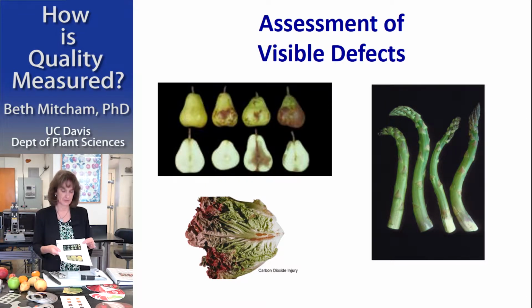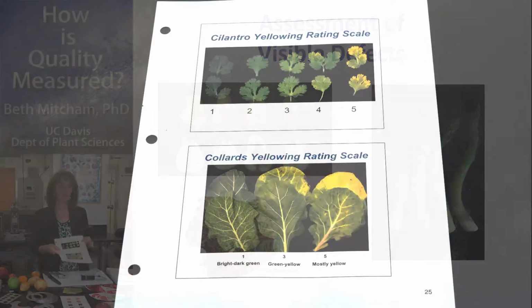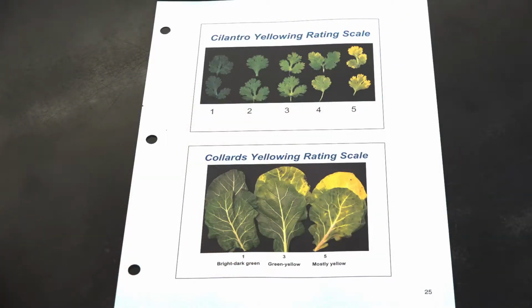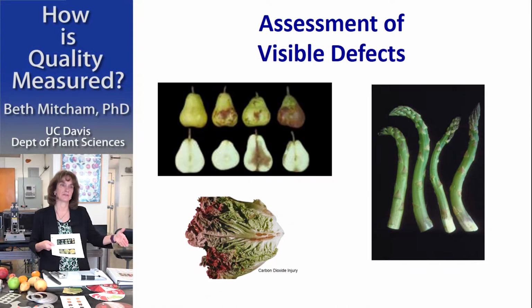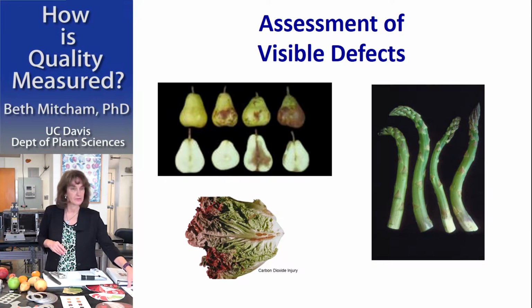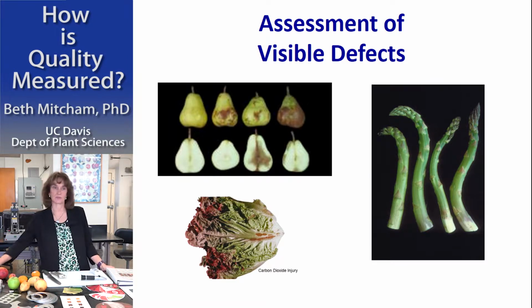One was developed for cilantro to look at changes in leaf quality, particularly yellowing of the leaves. And then same here for collards. So this is a rating scale for yellowing of the collards as their post-harvest life degrades. So a scale like that can be very useful for describing the condition of the product as well.